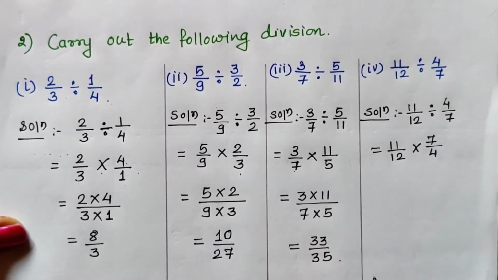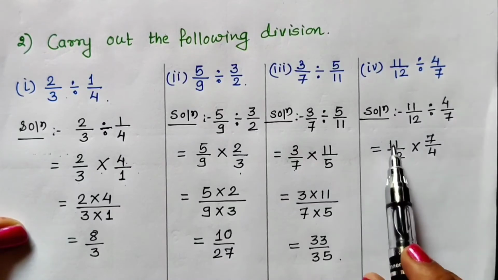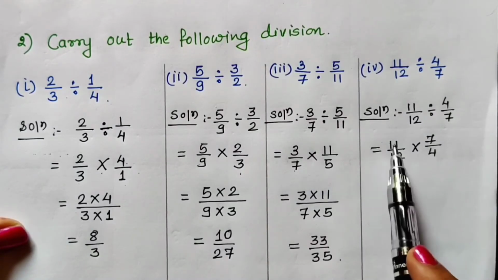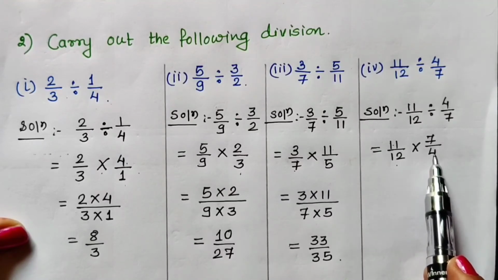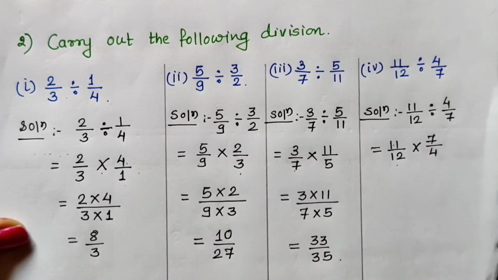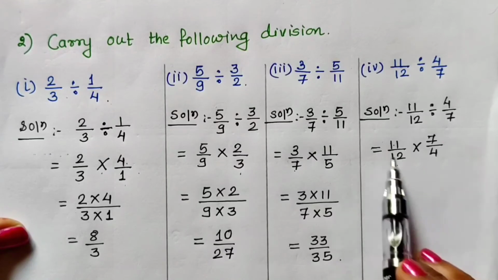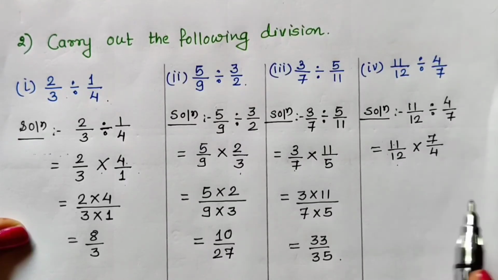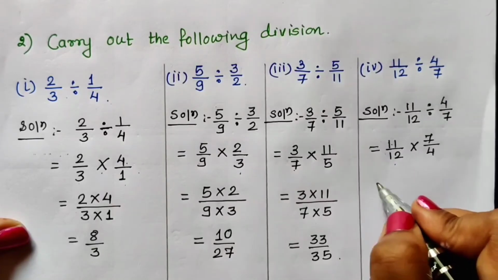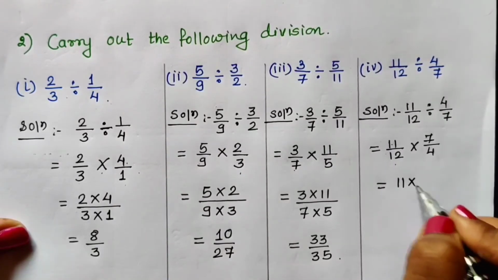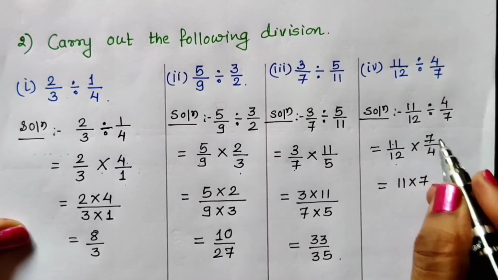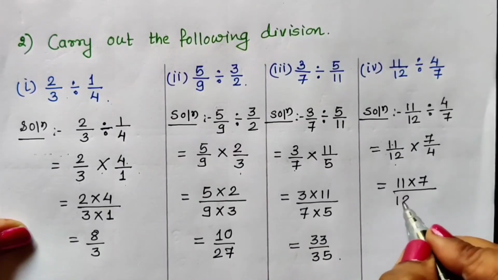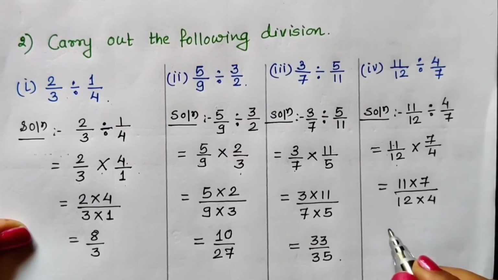It's reciprocal. Now let us see, can you cancel this 11 or 7 by 12? Not possible. Can you cancel this 11 and 7 by 4? No, because 11 and 7 are not there in the table of 4, so we cannot cancel. 11 and 7 are not there in the table of 12. Again, it is not possible to cancel. So what should be done? We will be multiplying. 11 multiply by 7, numerator with numerator. Denominator with denominator, 12 multiply by 4.